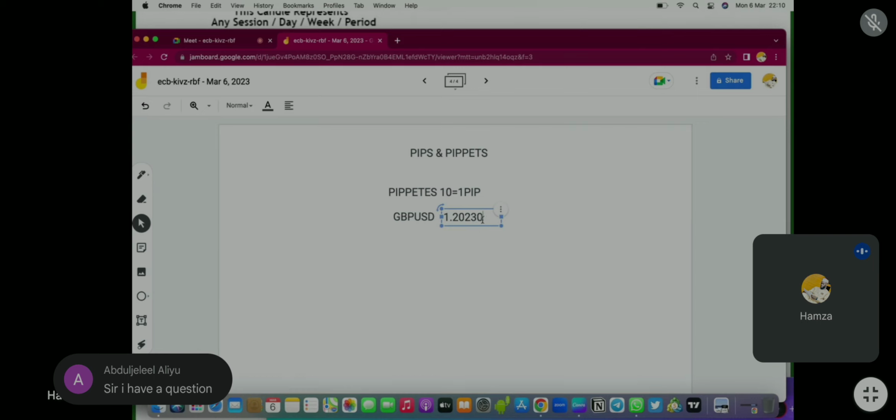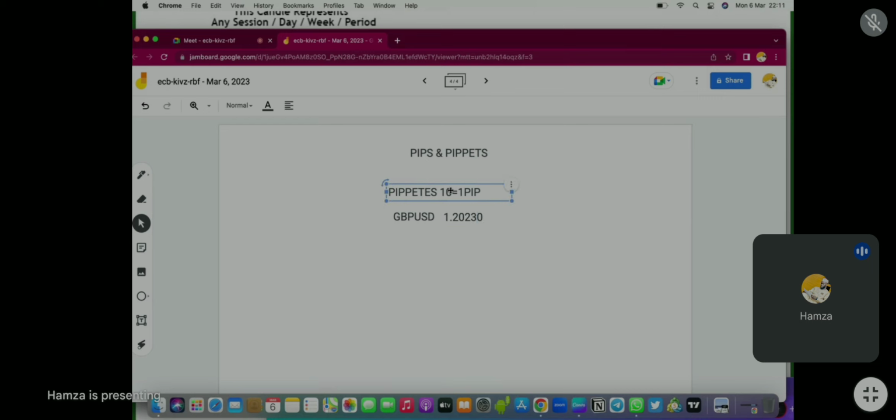Once it moves 10 times, the number before it will change, will add 1. So if this thing moves 10 times, we have 1. If it moves 100 times, we'll have 10 pips. So pipette has to move 10 times for us to have 1 pip, and pipette has to move 100 times for us to have 10 pips.